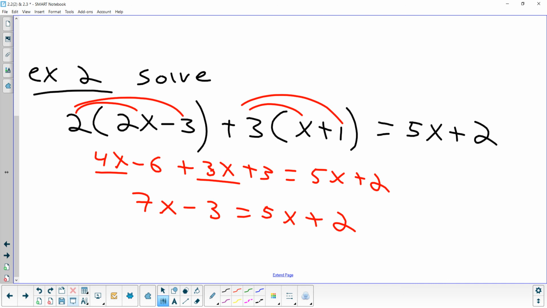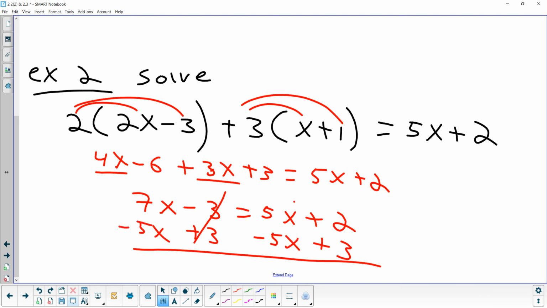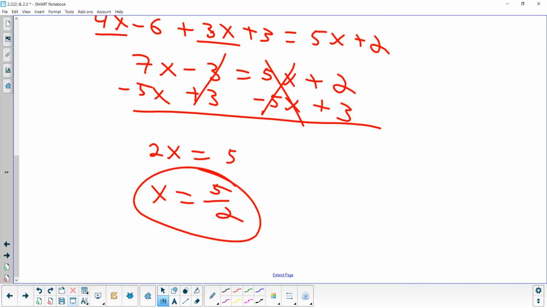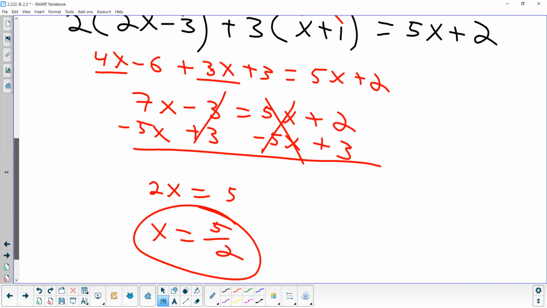And Matt, what would I do next there? Add 3 to this side. Yep, I'm going to add 3. What else can I do at the same time? Chris? Subtract 5x from both sides. Good. Subtract 5x. That's gone. So now I've got 2x equals 5. x equals 5/2. And that's how you solve it.